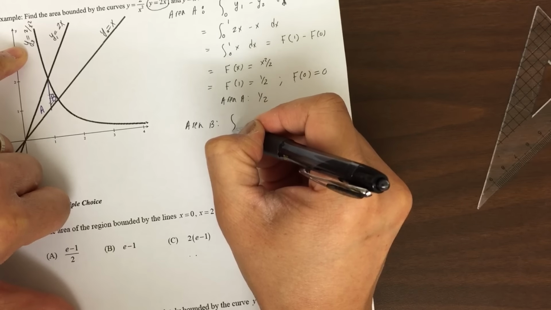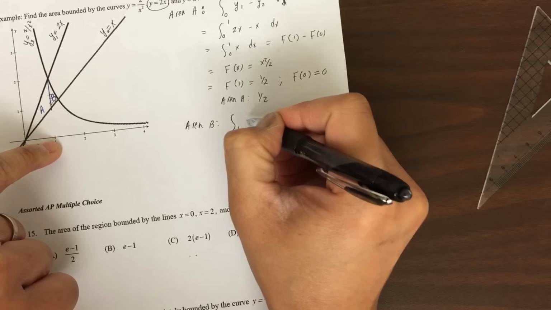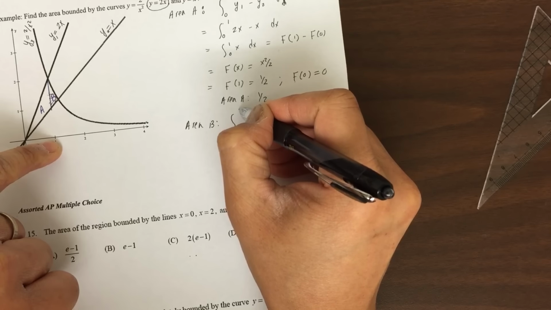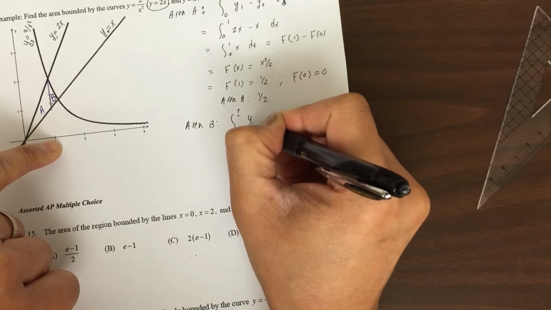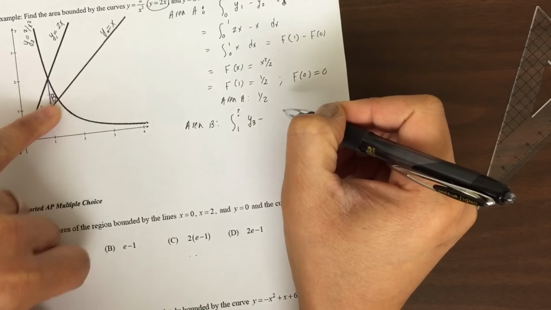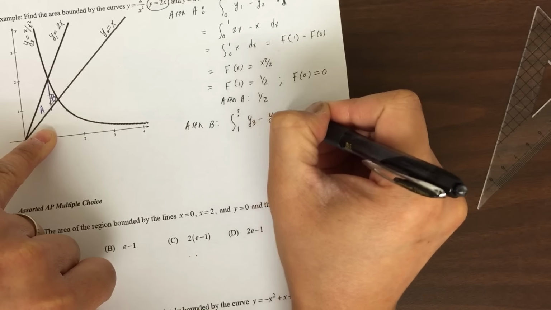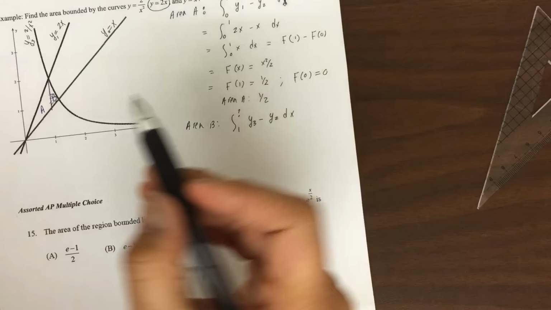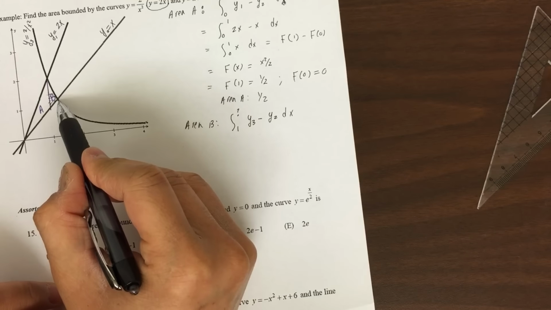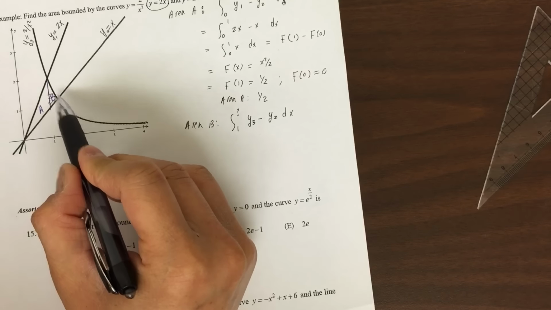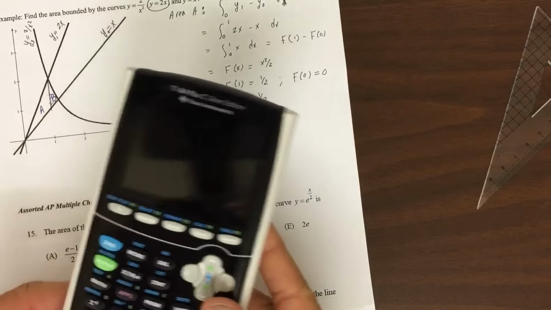So set up an integral from 1, and we'll need to find the upper bound. y3 is the top curve, y2 is actually the bottom curve, y2 dx. Okay, so now where do they intersect? Because that's where we want to integrate to.